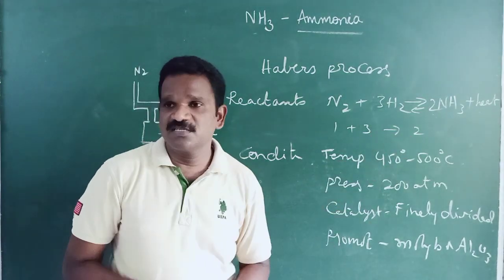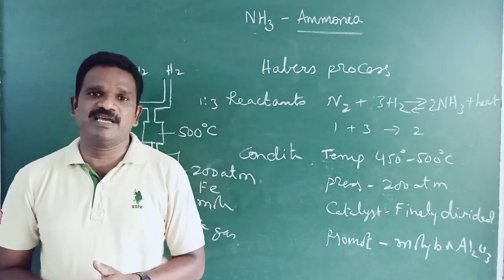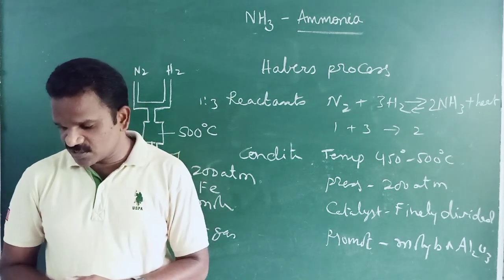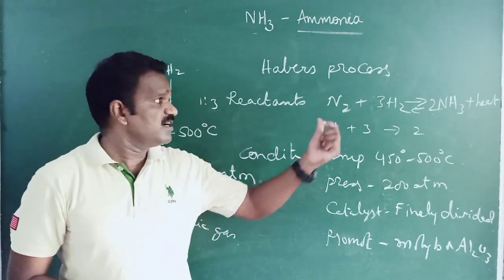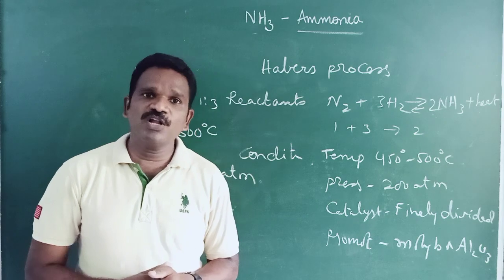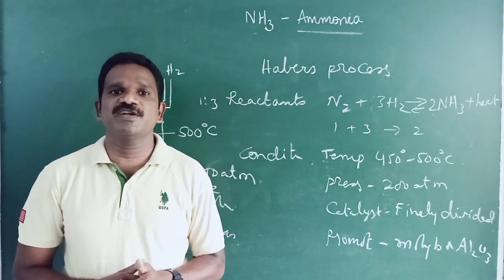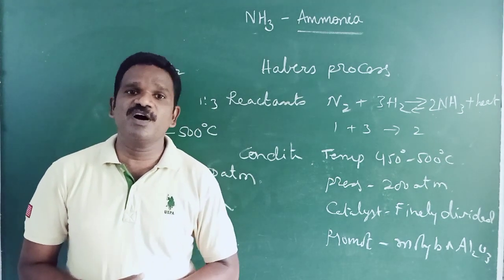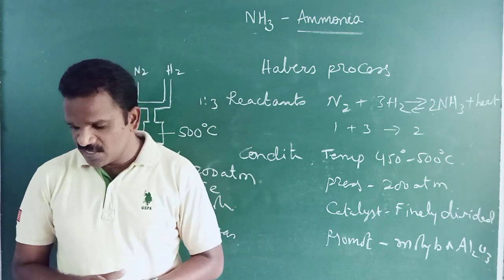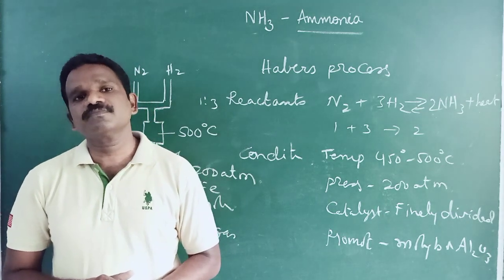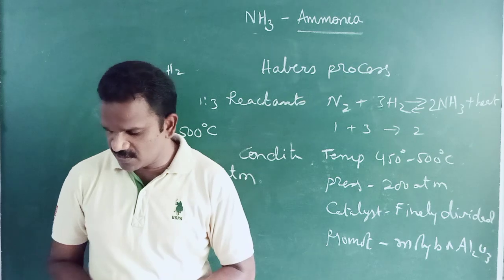It is an exothermic reaction. Why is it an exothermic reaction? Because heat is released. And if you see the volumes, 1 volume of nitrogen plus 3 volumes of hydrogen gives 2 volumes of ammonia. That means here we can observe there is a decrease in the volumes.